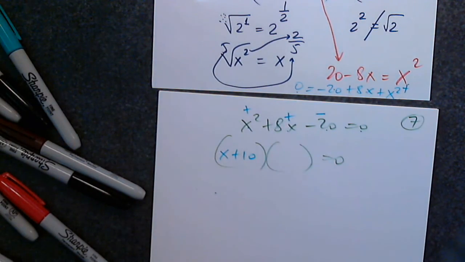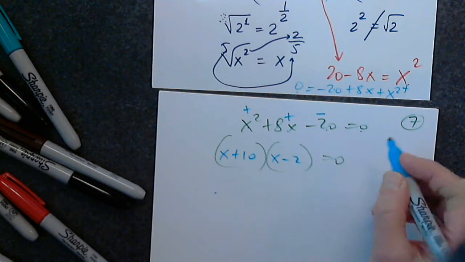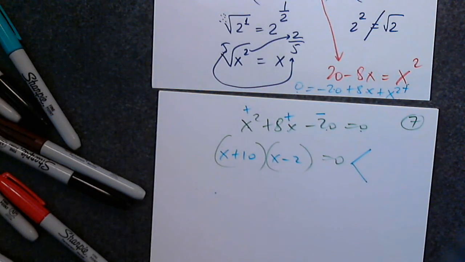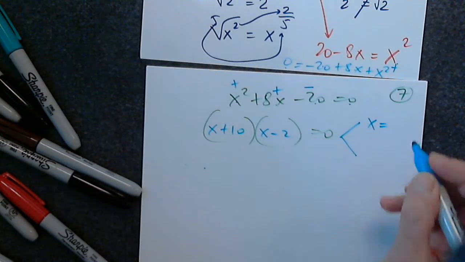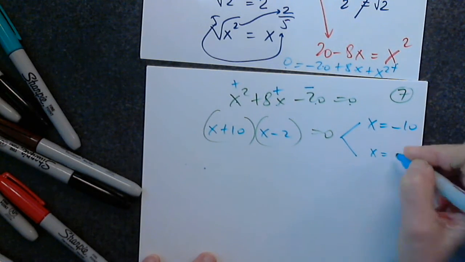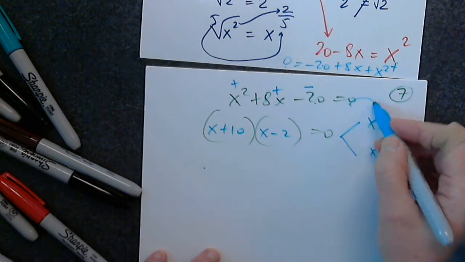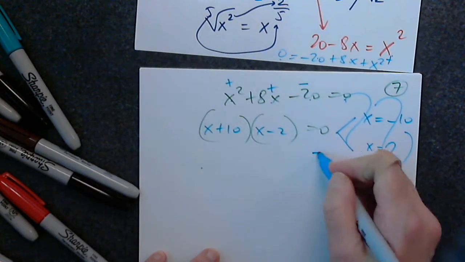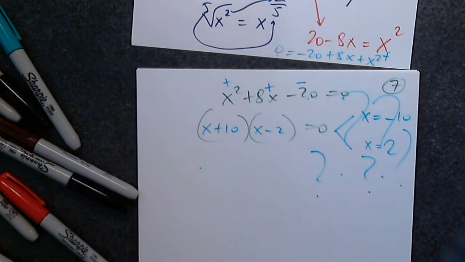Good. So you said x plus 10. Somebody said x plus 10, and excellent. So we have 2 options. And the options are x equals negative 10 or x equals 2. I have no idea. Maybe both work. Maybe just one. Or maybe none. I have no idea. I got 2 solutions, but who knows?